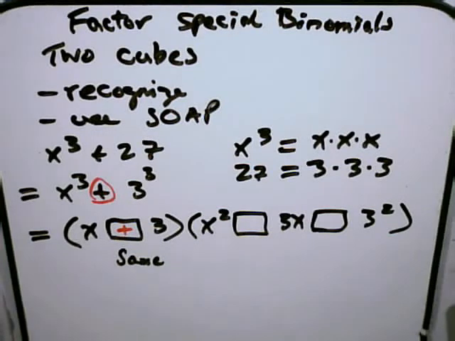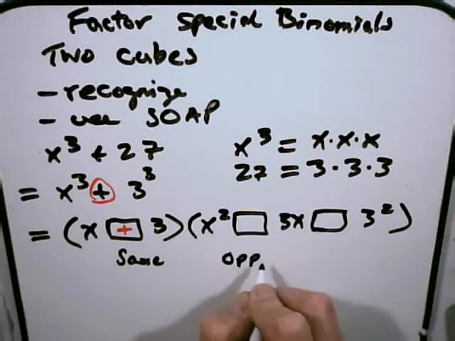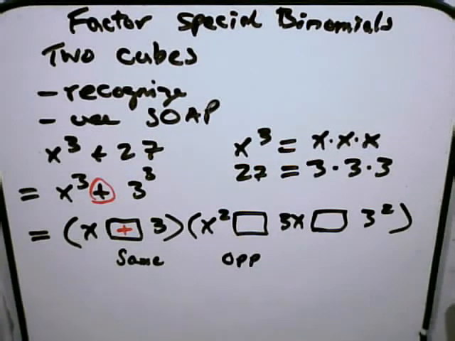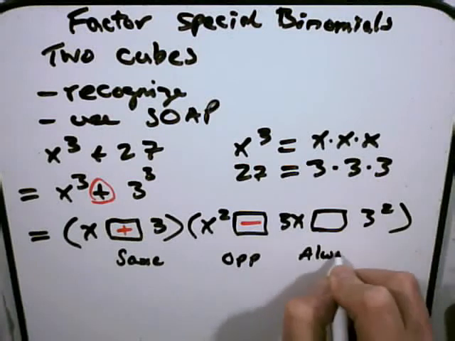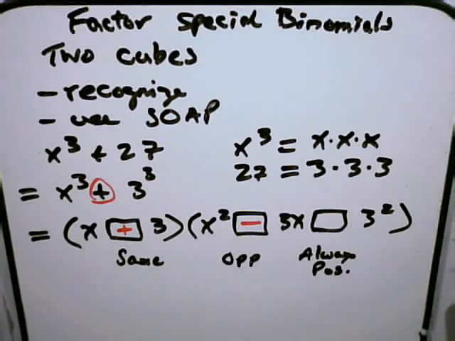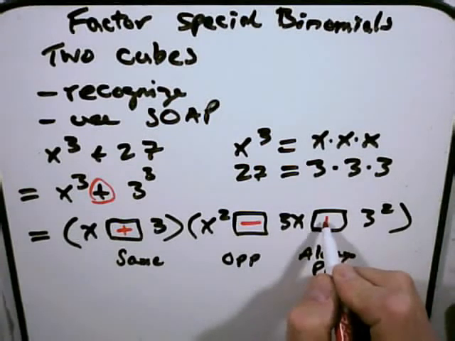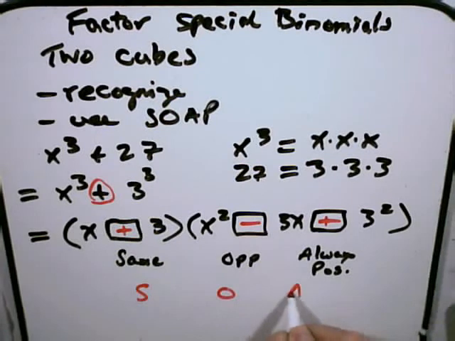The second one, I'm going to use the opposite sign. The opposite sign in this case would be a negative. And then for the rest of it, always positive. Always positive. Put it in there. Okay, here it is. Here's my SOAP.